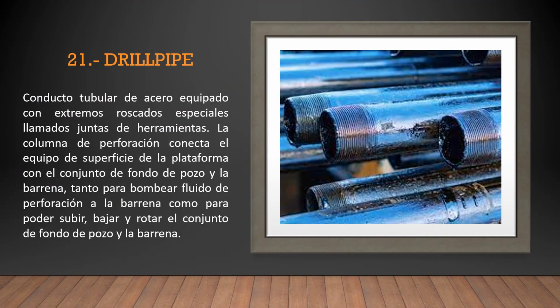Drill pipe. The drill pipe is a tubular steel conduit fitted with special treated ends called tool joints. The drill pipes connect the rig surface equipment with the bottom hole assembly and the bit, to pump drilling fluid to the bit and to be able to raise, lower and rotate the bottom hole assembly and bit.